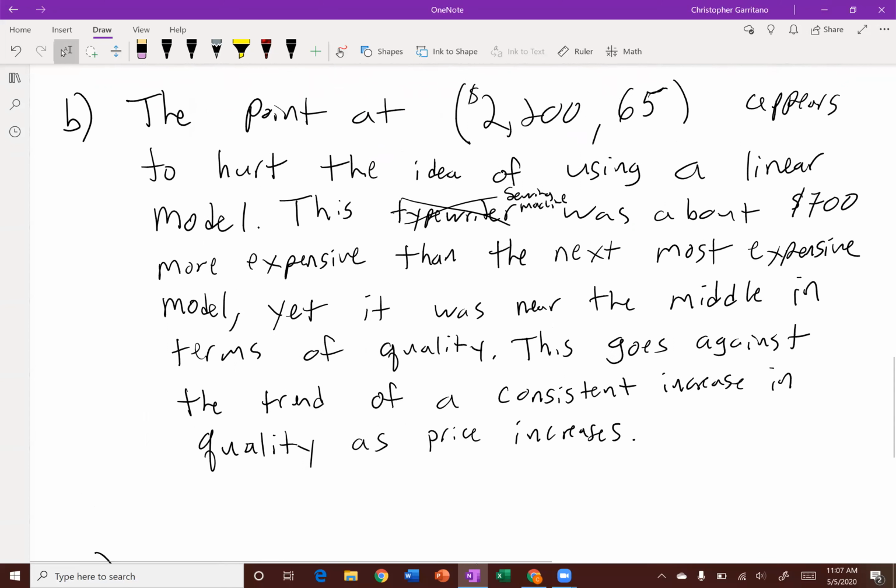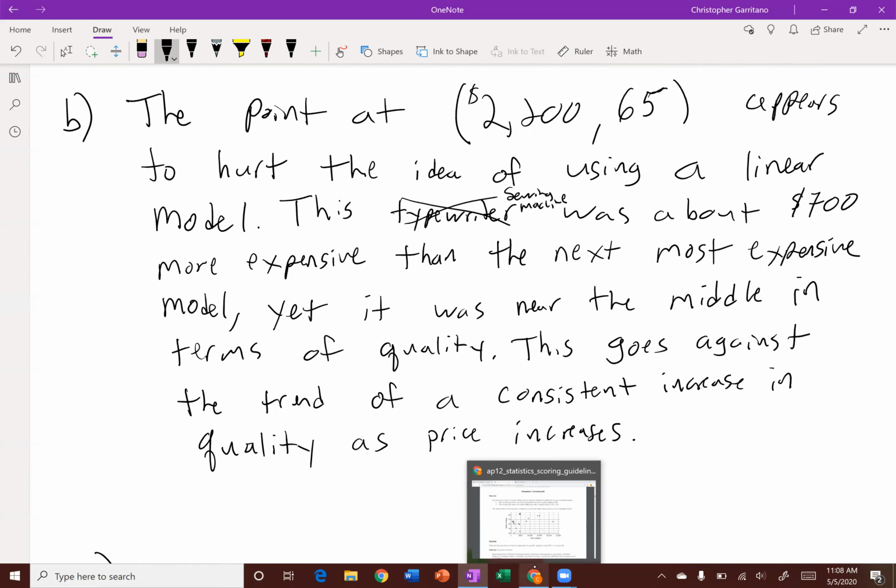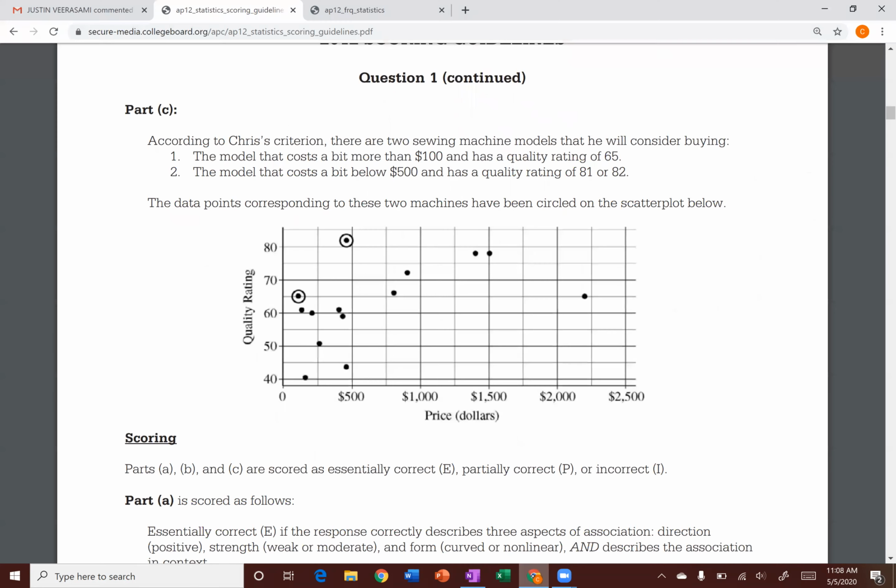Now I'm not done. I go on to say that this goes against the trend of a consistent increase in quality as price increases. All right. And so that last sentence really ties together the fact that there is not this linear growth. It seems like as we hit a certain price level, the increase in quality sort of slows down. Okay. So let's go ahead and check out actually the scoring guidelines to see what they accept.